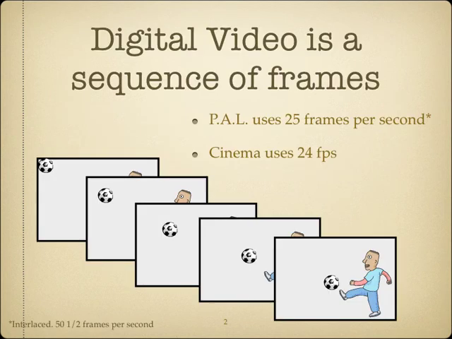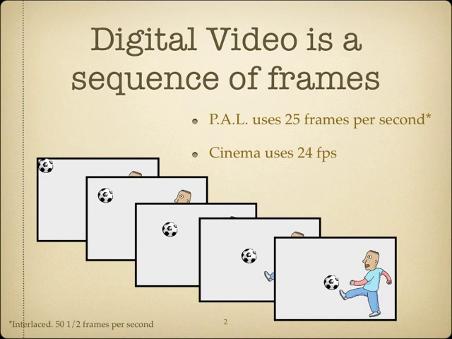So the first thing we need to realize when we're talking about digital video is what we're talking about. So we're talking about 25 separate pictures every second. So 25 frames every second. And then with that many images, with that frame rate, you have the illusion of motion.